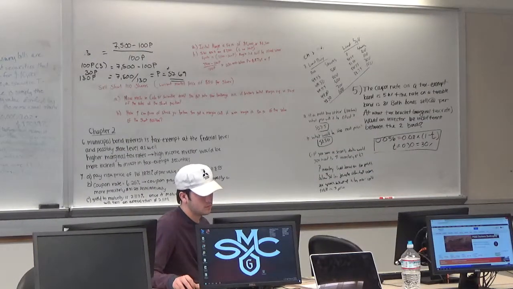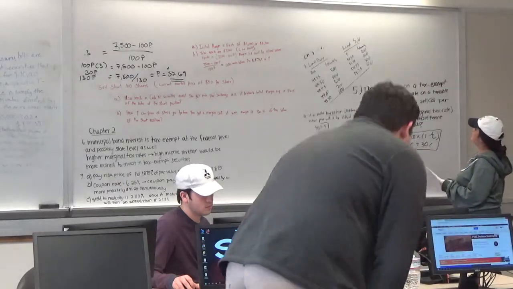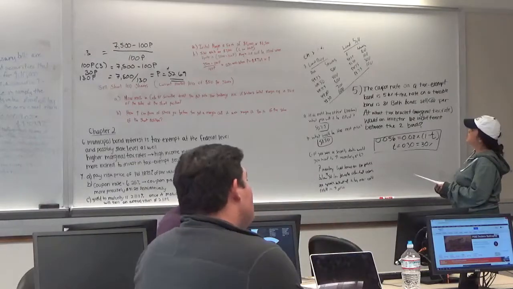So I did chapter 2, number 5, and the question is, the coupon rate on a tax exempt bond is 5.6%.